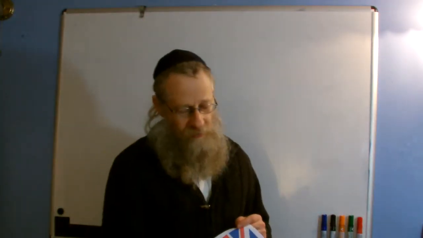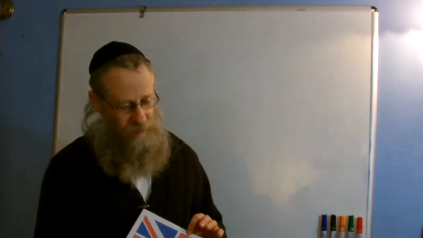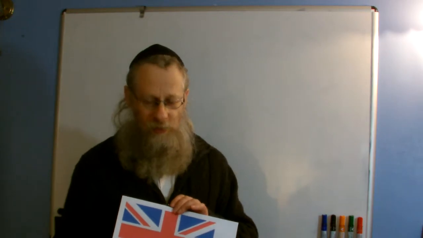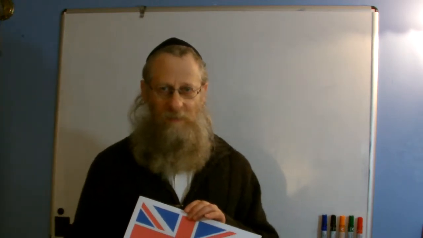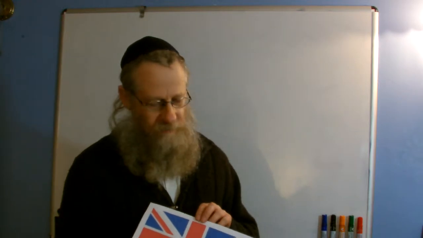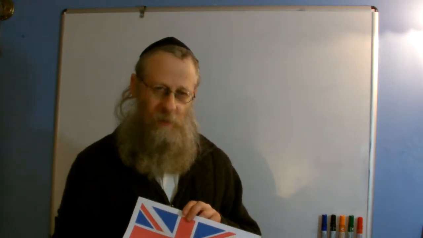You can look on Wikipedia for the history, or any history online or in textbooks, and you'll find out about the Union Jack and how it came about, why it was called Jack. Some say it was because it was used as a flag for the ships, but whichever way you look at it, this is the flag that we have today.